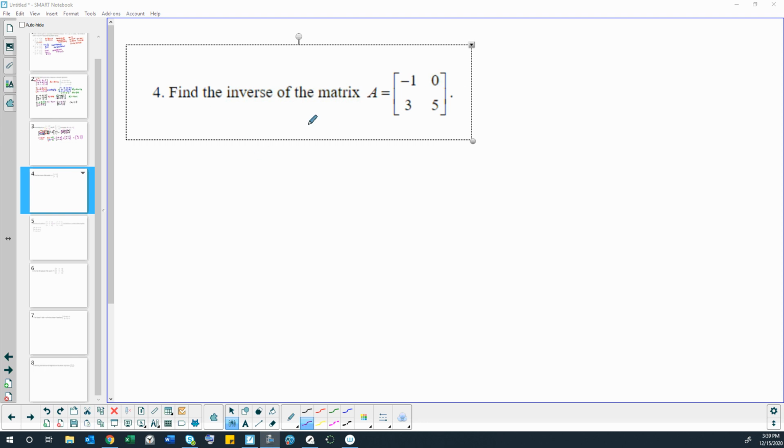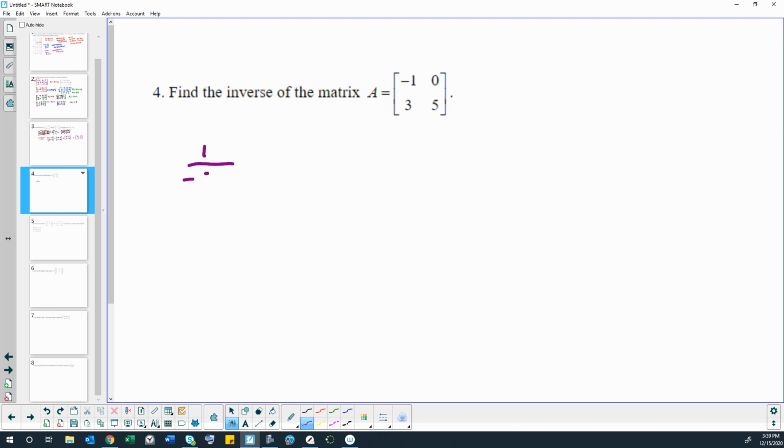Alright, we're finding the inverse. I'm going to just use the formula. So it would be 1 over negative 1 times 5, and then subtract 3 times 0. So it's just the determinant. So negative 1/5, and we switch these, and then we make these the opposite signs.